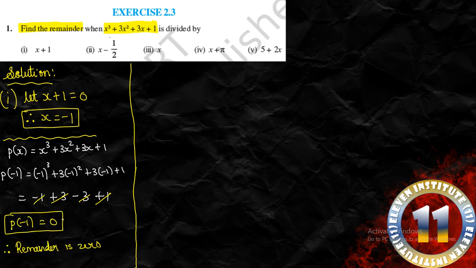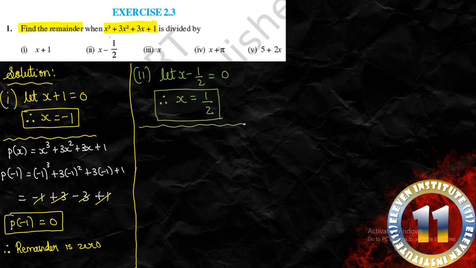Right? Now let us try the second one. So in the second one we will write, let x minus 1 upon 2 is equal to 0, right? X minus 1 upon 2 is equal to 0. So we can write, therefore, x is equal to 1 upon 2, right? Now what we have to do is we have to take this polynomial and put this value of x is equal to 1 upon 2 inside it.